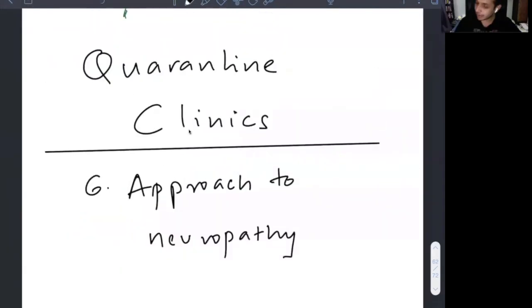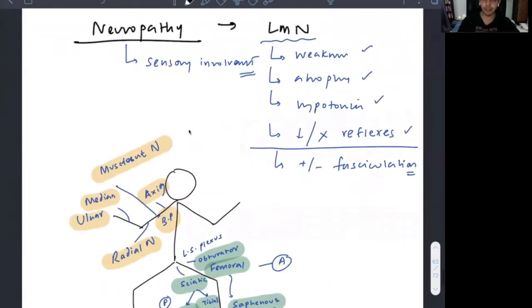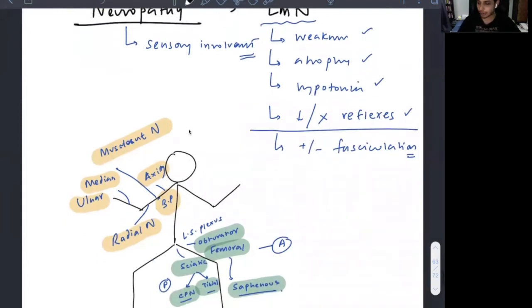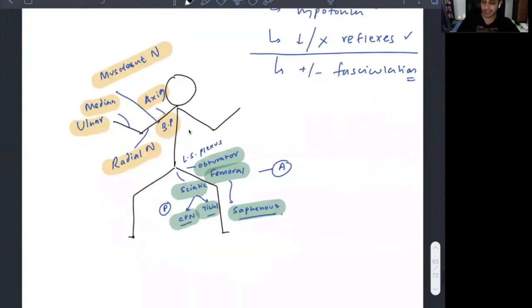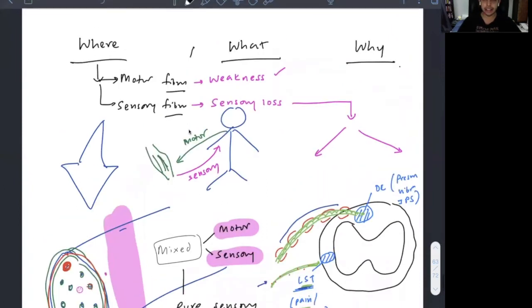Today we'll be discussing myopathy, and yesterday we did approach to neuropathy. So in neuropathy, we discussed how neuropathy is an LMN lesion and presents with weakness, atrophy, hypotonia, and areflexia. We discussed the different nerves in the body. We talked about how to localize a neuropathy lesion, the where, what, and why.